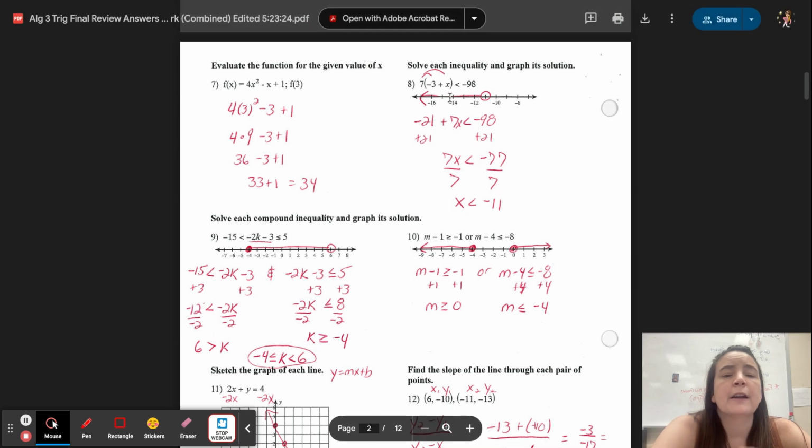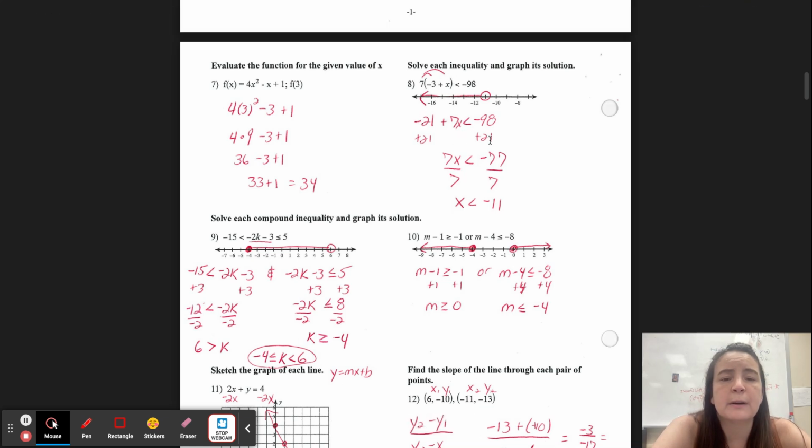So first I solved like the one that we had above. I went ahead and distributed so I can simplify. So I have negative 21 plus 7x when I distribute. Then I moved everything away from my variable, so I added 21 to both sides. I divided by 7. Now, some people do get confused here because it's a negative 77, but it's the 7 that's doing the work. So we do not flip the sign. So it stays as x is less than negative 11.